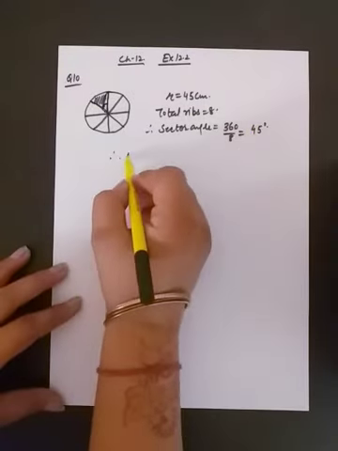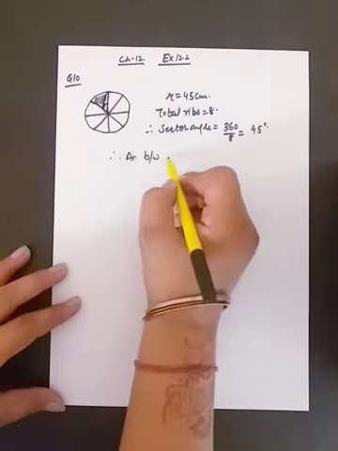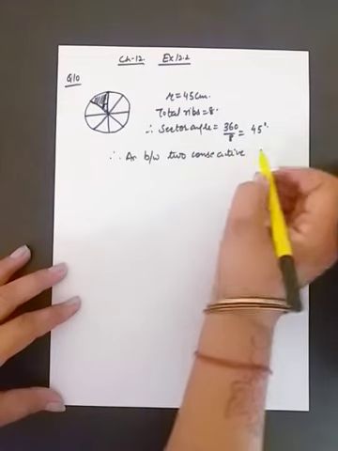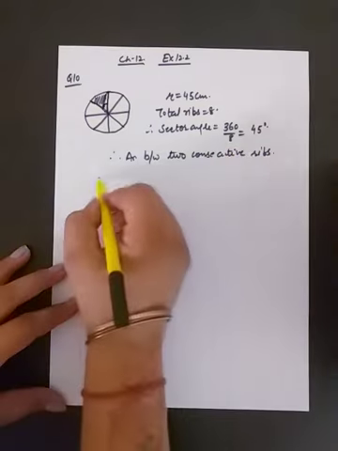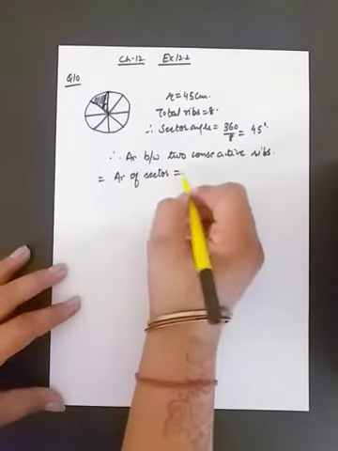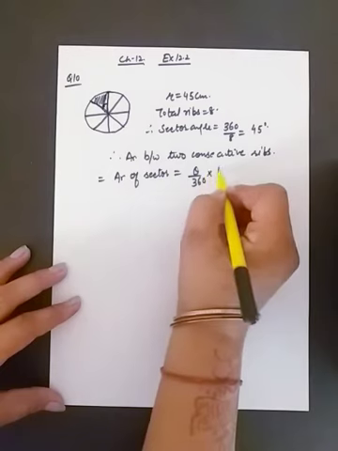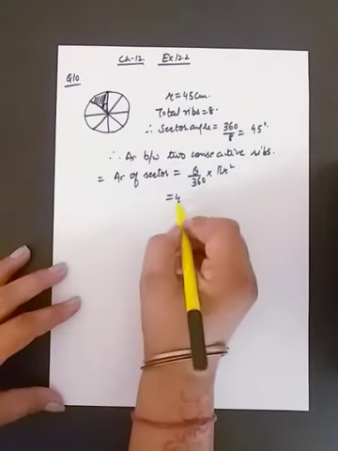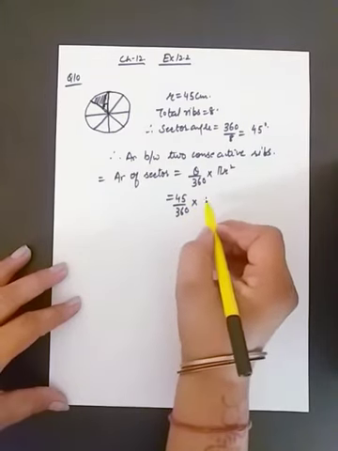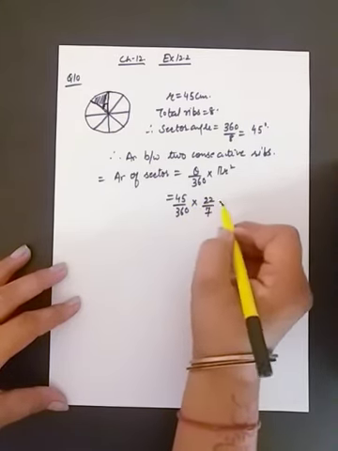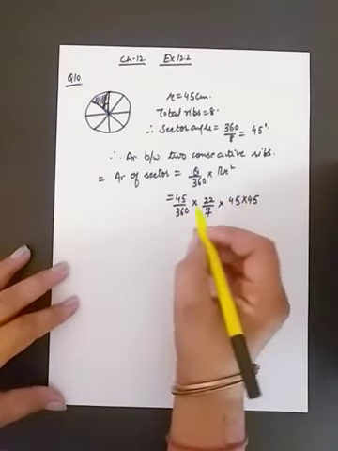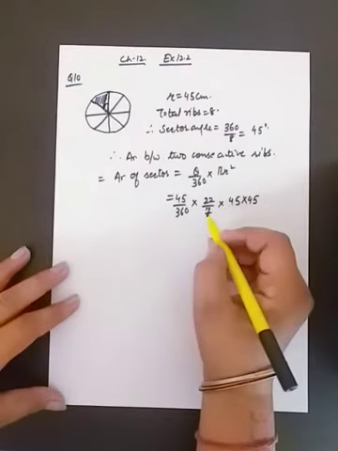And now area between two consecutive ribs is equal to area of sector, and it will be theta upon 360 into pi r square. 45 upon 360 into value for pi is not given, so we will take 22 by 7, and r square 45 into 45. So we can solve it.